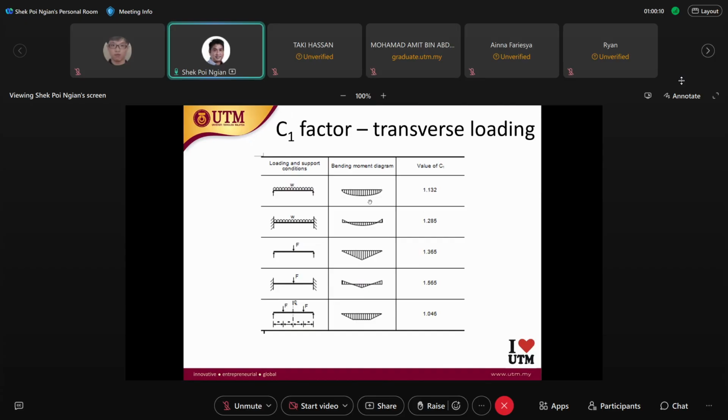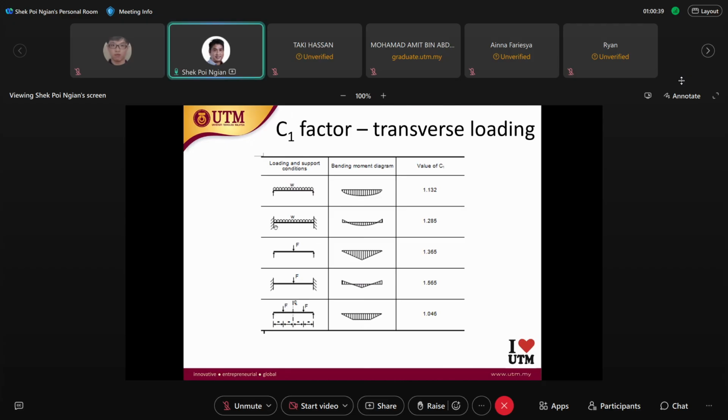Okay. And if your bending moment is not uniform, it's not end moment, meaning that you have a shape, right? You have a bending moment shape like this. This happens when your beam is without intermediate restraint. Without intermediate restraint, then you will find your beam in one of these cases. So the first is simply supported beam with uniform moment. So your C1 factor is 1.132.